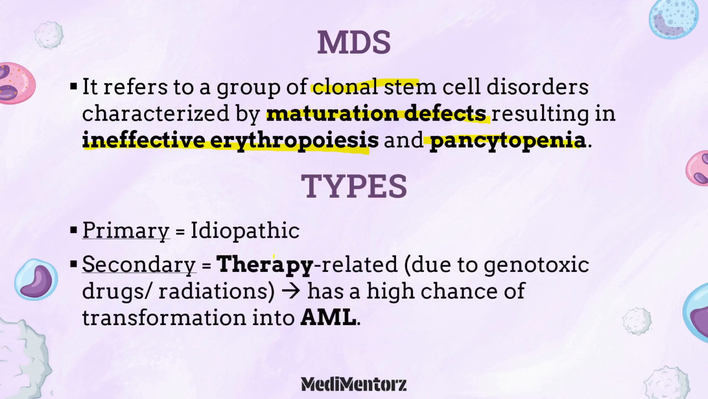It is of two types. The one is the primary and the other one is the secondary. So the primary myelodysplastic syndrome is idiopathic in origin, whereas the secondary myelodysplastic syndrome is therapy related, due to genotoxic drugs or any other radiations. All myelodysplastic syndromes may transform into AML in their later stage, whereas the therapy related myelodysplastic syndrome has a greater tendency to develop into acute myeloid leukemia.